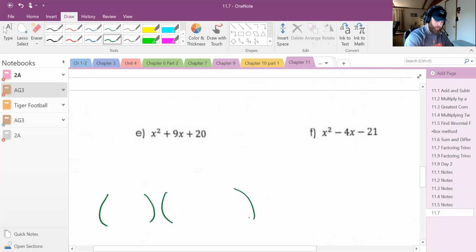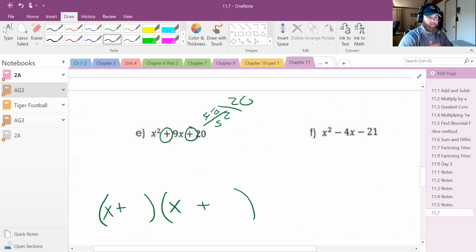This one's easy. They're both positive. Okay, let's look at factors of 20. I'm not going to write 1 and 20. You can't get me to 9. Okay, what about 10 and 2? 4 and 5. Okay, I know X and X. I know they're both going to be positive. How do I know that? Because the last one's positive and the middle one's positive. Does 10 plus 2 equal 12? No. So I want to use 4 and 5 here. Seems pretty easy to me.